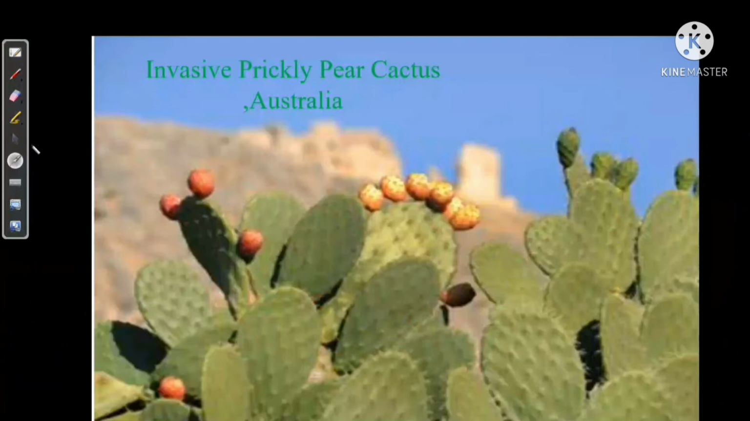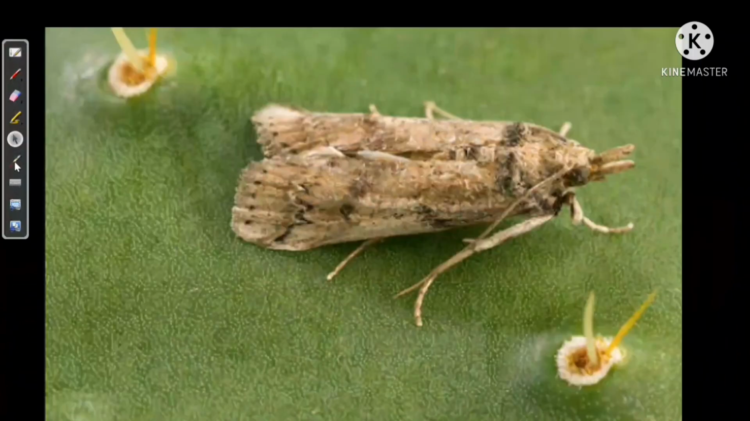It started to spread uncontrolled until the moth was introduced, which kept the population under control. So there should always be a predator to control the prey population.